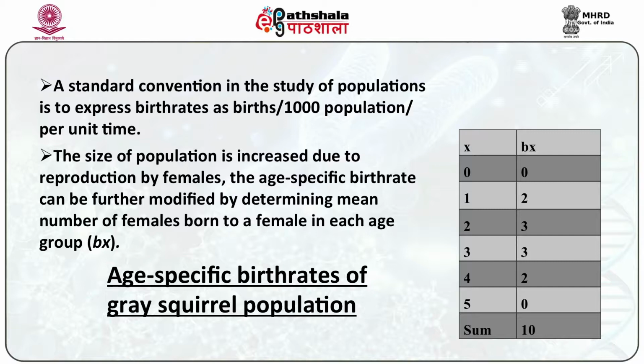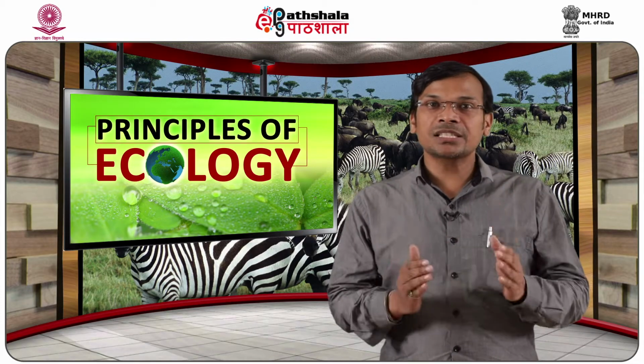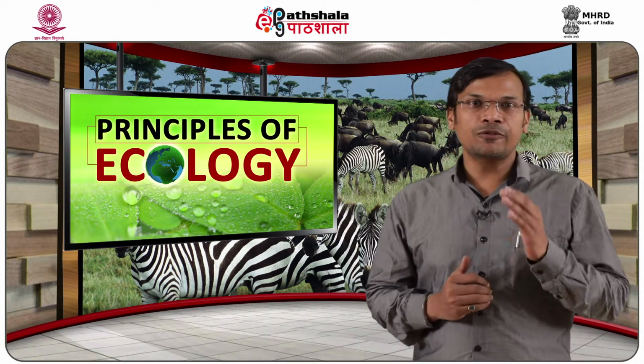By the age of 5, females cannot produce offspring, therefore the value of Bx again reaches 0. The summation of Bx values of all age groups provides an estimate of the average number of female offspring produced by a female in her lifetime. It is called the gross reproductive rate. In the above example, the gross reproductive rate of the grey squirrel population is 10. However, this value assumes that the maximum survival of the female squirrel is 5 years.